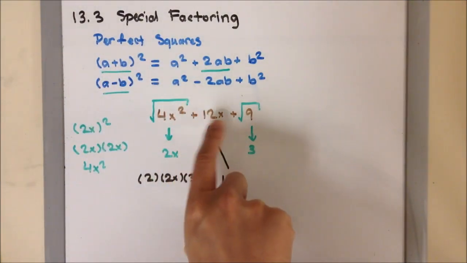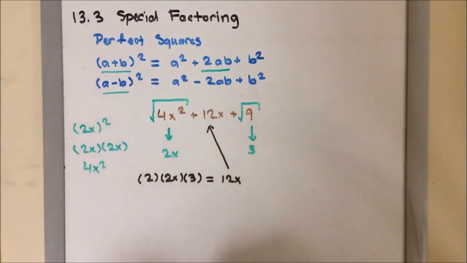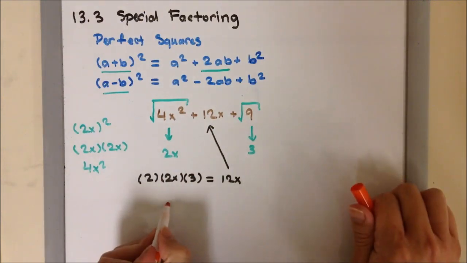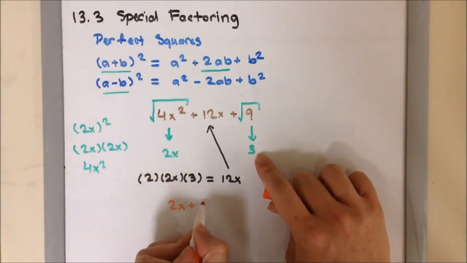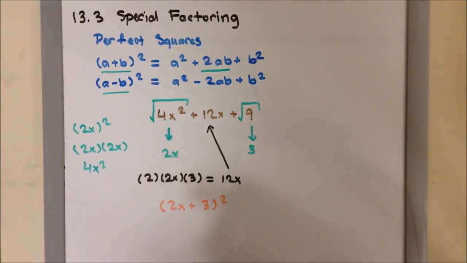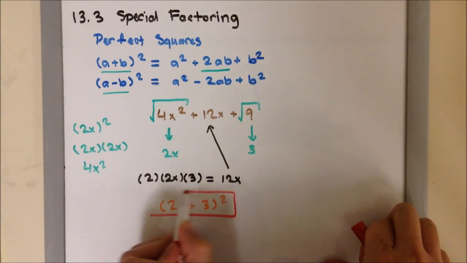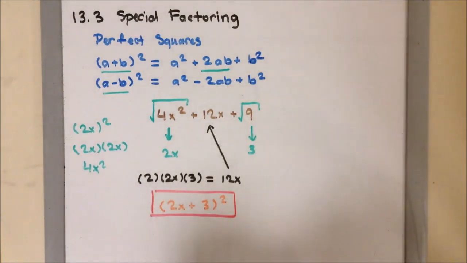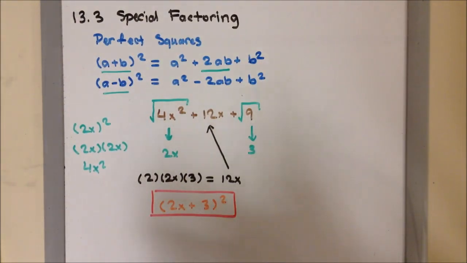Since the middle term is positive and the last term is also positive, I'm going to write my answer in this form. So my a value, which is 2x, plus, according to this form, the b value, which is 3, put it in parentheses, and then we're going to square it. And then that's it. Let me box our final answer: the square of 2x plus 3. So even though we have a number in front of the x squared, as long as it's a perfect square, you can keep going and factor it according to these two forms.